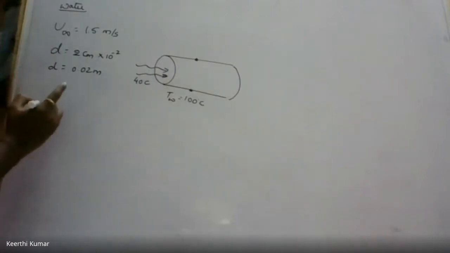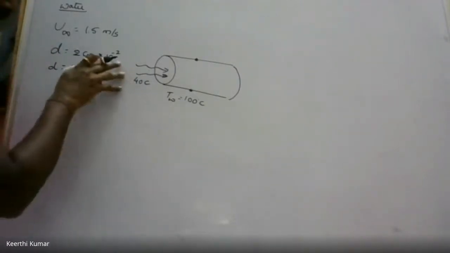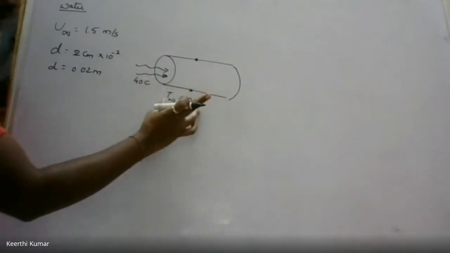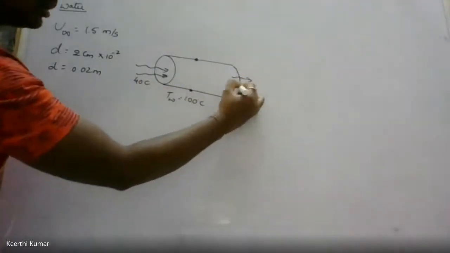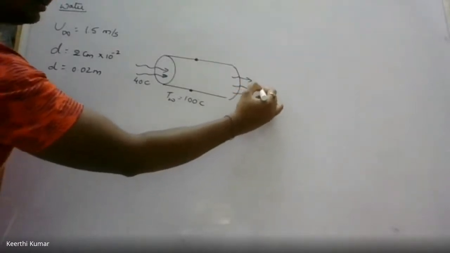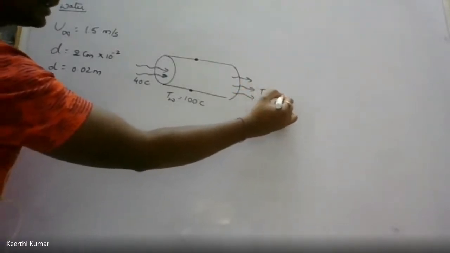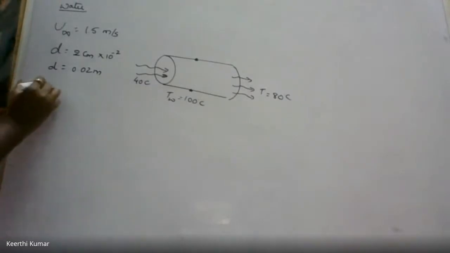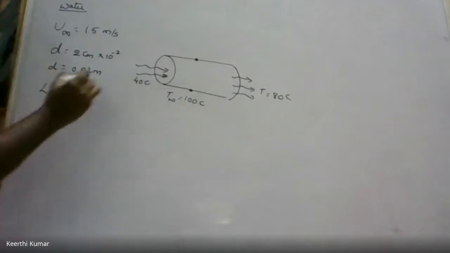If the water is heated to a temperature of 80 degrees, so once it is entering at 40 degrees, the surface of the tube is 100 degrees. Once it is going out, the temperature of the fluid will be 80 degrees centigrade. In the heat exchanger tube, find the length of the tube required. He is asking you to find out the length.